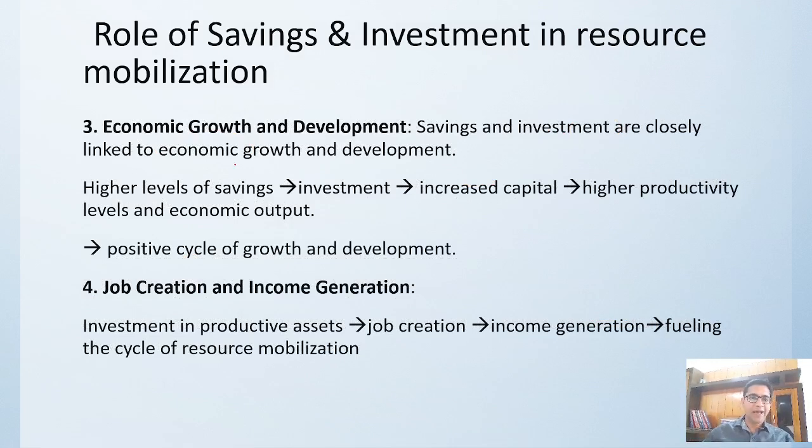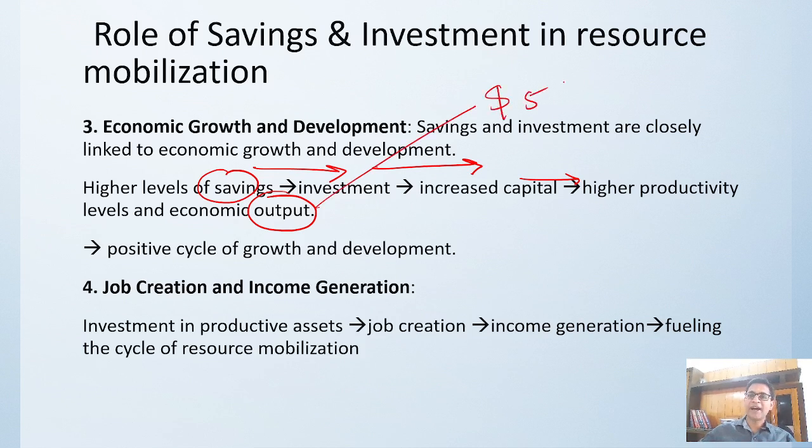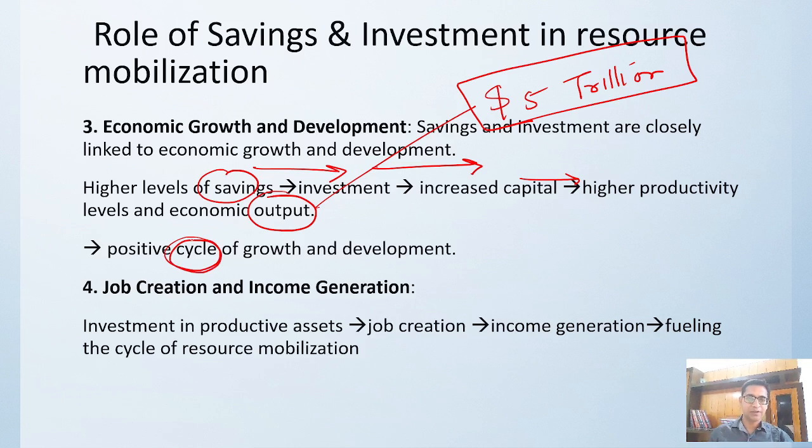So how will this happen? If you have a higher level of saving, saving will lead to investment, investment will lead to increased capital and higher productivity, and obviously output will increase. You know what the target is? A 5 trillion dollar economy that we have to make our country. This is the need of the present time, right? So this will help in creating a positive cycle of growth.